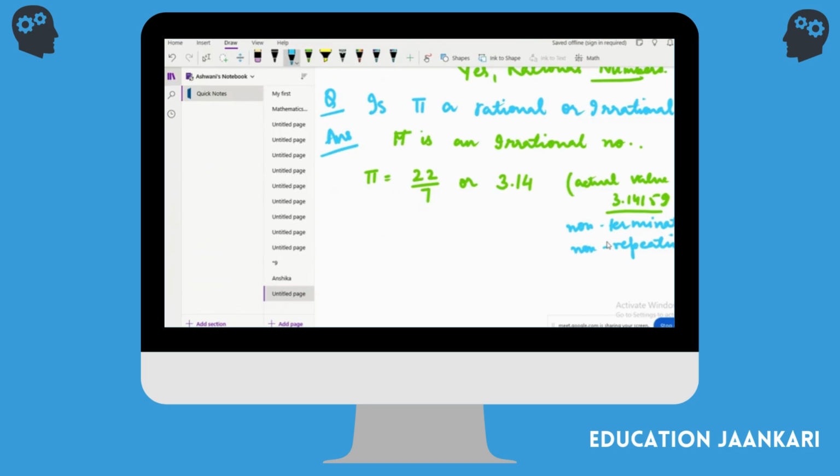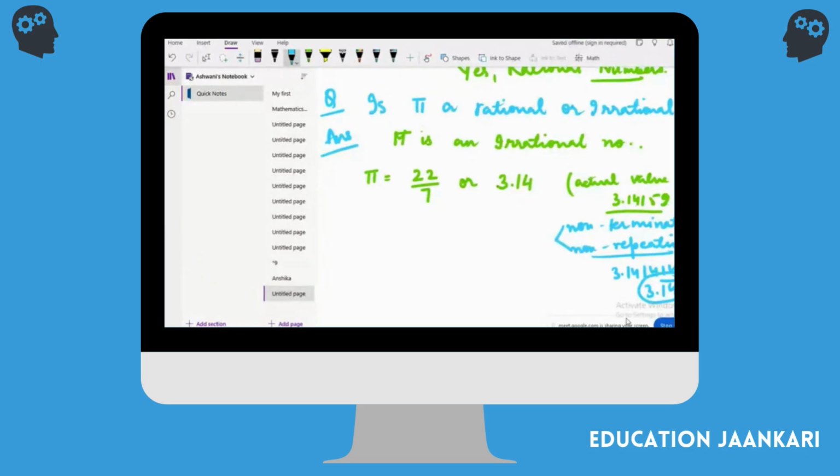So this is 3.14159265359 and so on. Non-repeating means this is not like 3.141414. If it is like 3.141414, then we write it as 3.14 bar, right? But this is something else. This is 141592. This is non-repeating. So if the number is non-terminating and non-repeating, that number is an irrational number, right?